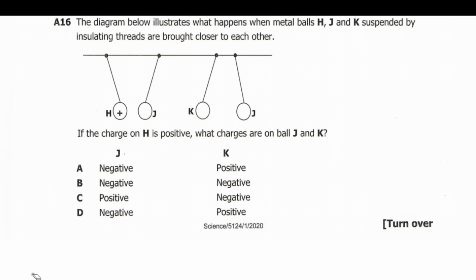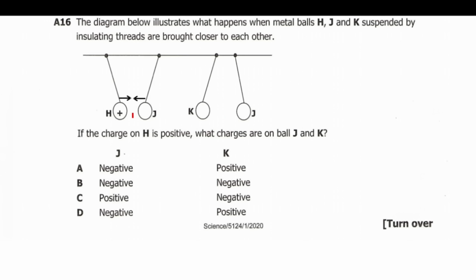So for you to be able to answer this question, you need to analyze it critically. You need to look at the strings here. Since these threads are tilted inwards, it means that these balls are coming closer to each other. The distance here is not wide. It is narrow, as compared to this distance here. So the distance here is narrow. It means there is what?